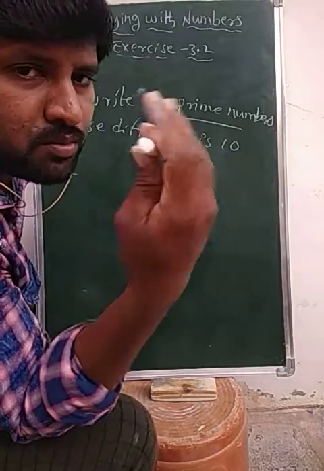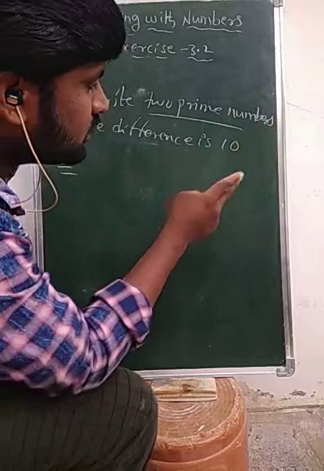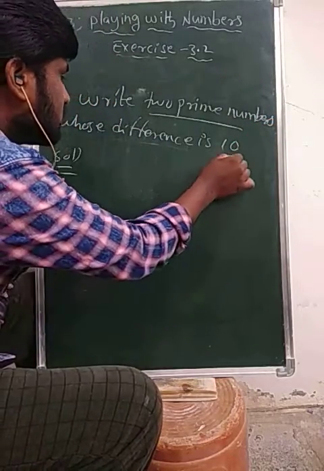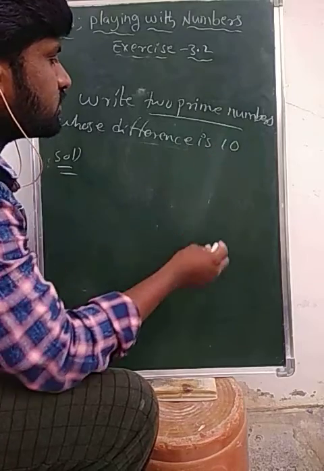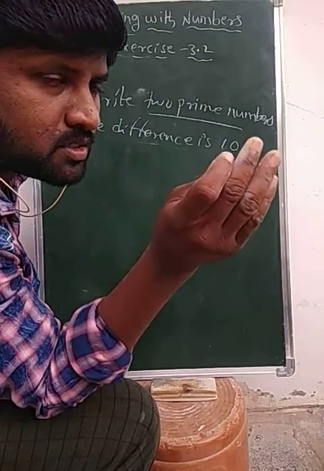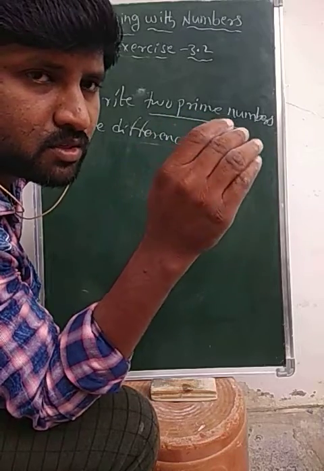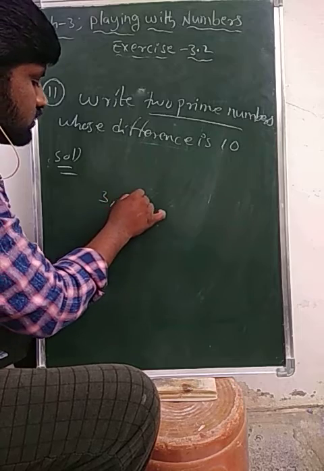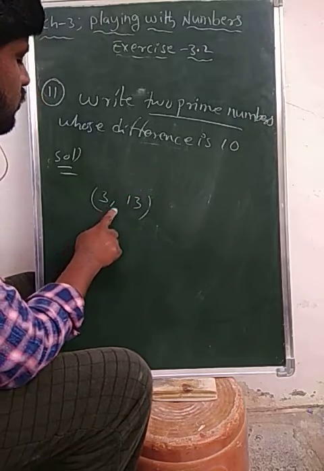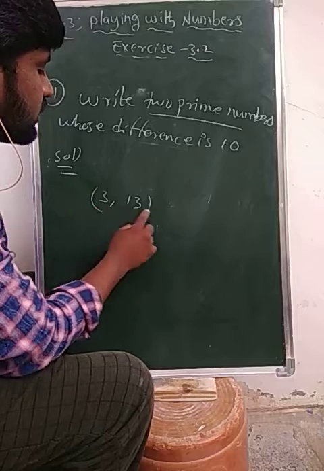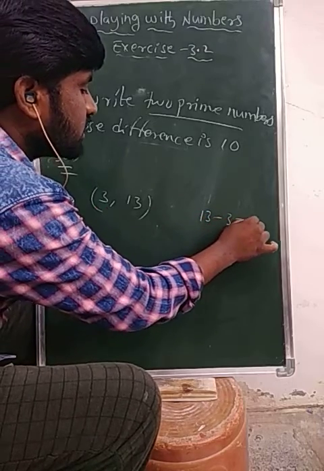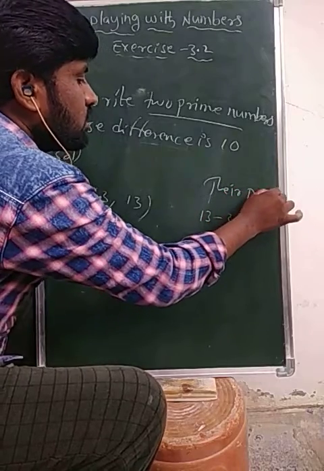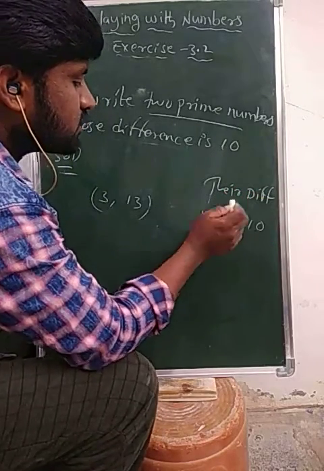So this is the question. You select any 2 prime numbers, but their difference should be 10. That means if you subtract the two, the result should be 10. I mean their difference should be 10. That means one of the prime numbers should be 10 more than the other prime number. I am taking 3, 13. These two are prime numbers. Their difference, 13 minus 3, that is 10.